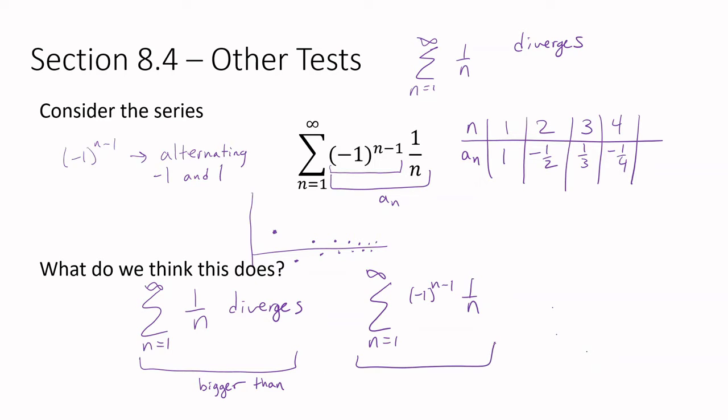And so this harmonic series was right at the edge of, well, the terms go to 0, but it still diverges. So that was right on the edge of that happening. So we're getting something smaller, so maybe this converges. It's possible. So why don't we figure out a test to see if we can tell?